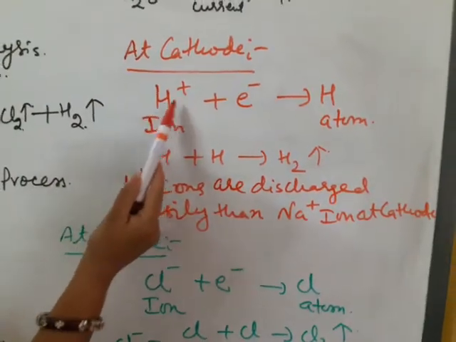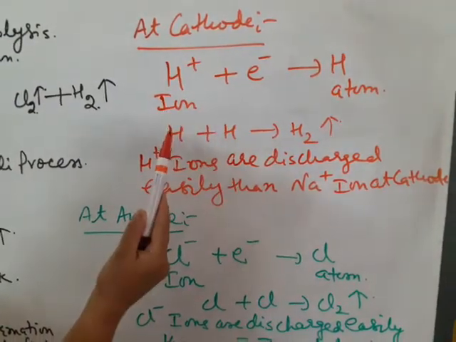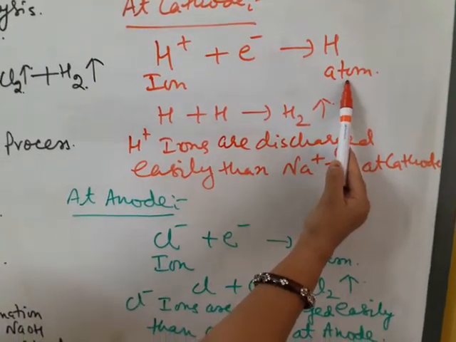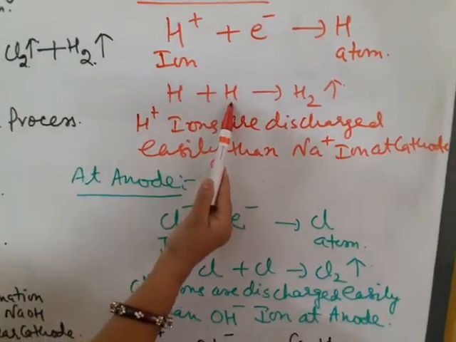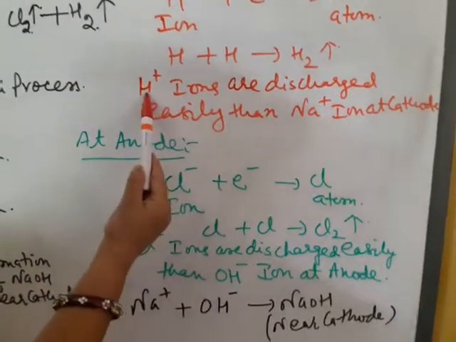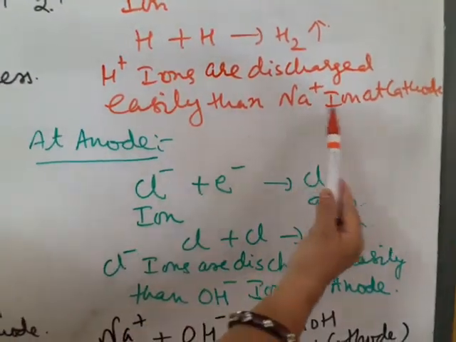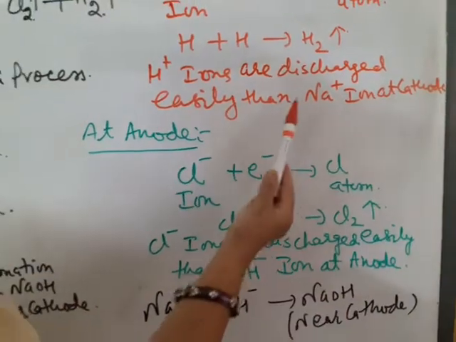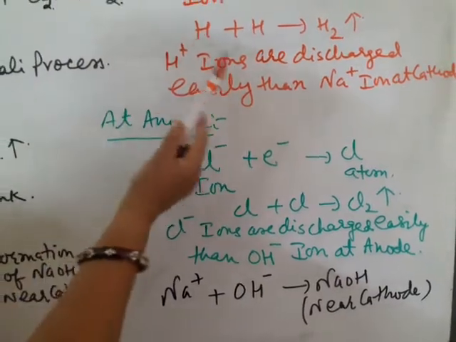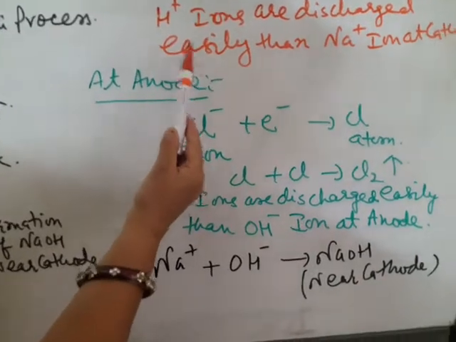Hydrogen ion which is positively charged, it will move towards cathode which is negatively charged, and it will gain one electron and become hydrogen atom. Hydrogen atom and hydrogen atom, they combine to form hydrogen gas. Now hydrogen ions are discharged easily than sodium ion at cathode. Sodium ion is also positively charged. It also moves towards cathode, but hydrogen ion are discharged easily.